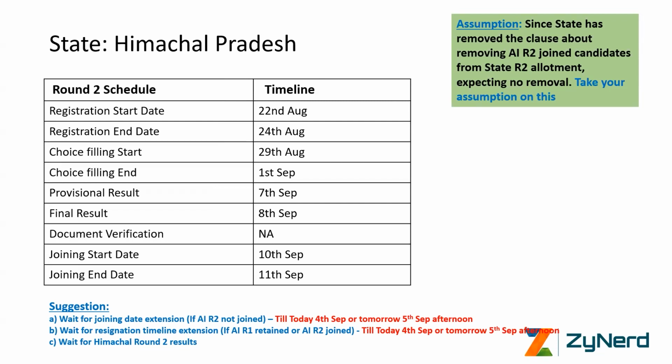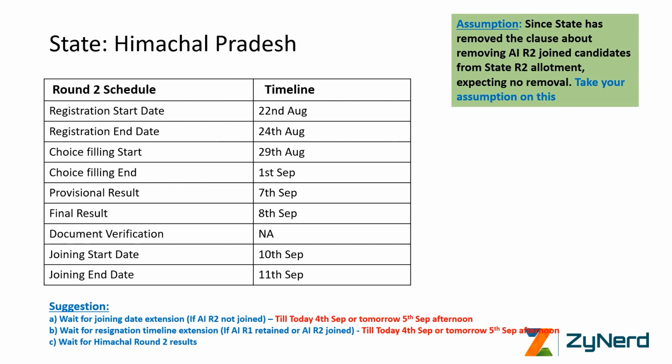Then you will have to look at the next extension, whether after joining, a resignation timeline extension is given till 8th. Assuming that if you join and resign too, you will still not be removed from the clause. This is the assumption you have to make. And if the resignation timeline is also extended till 8th, then you have further hope.